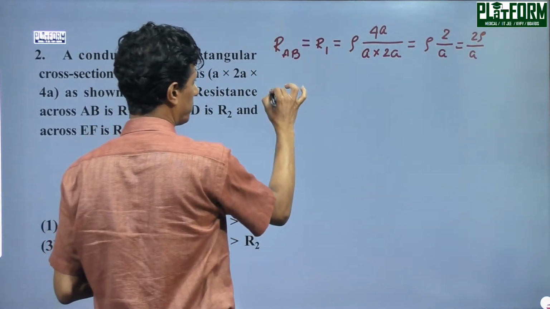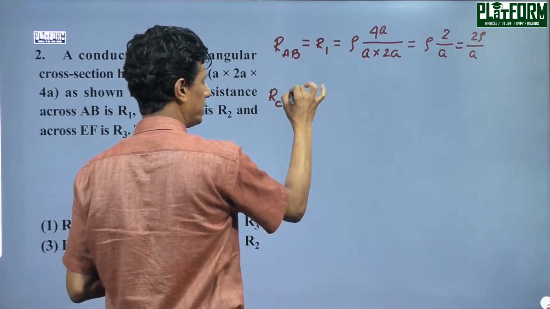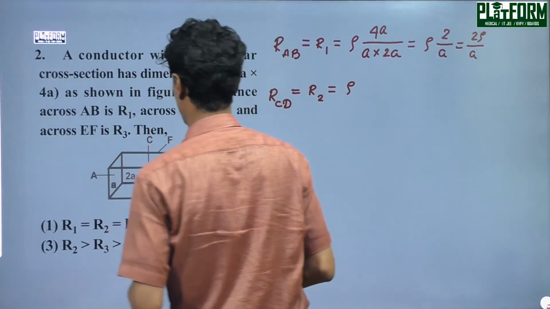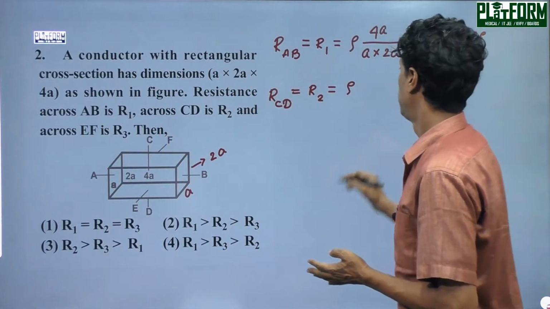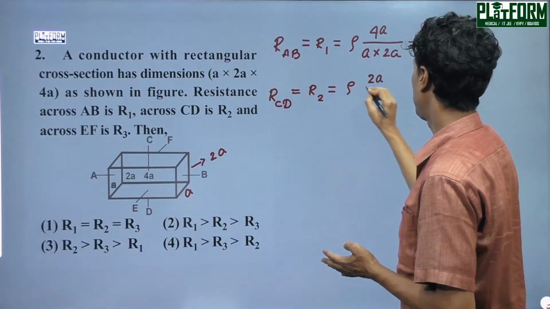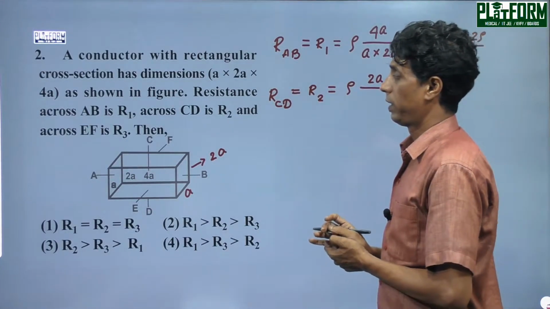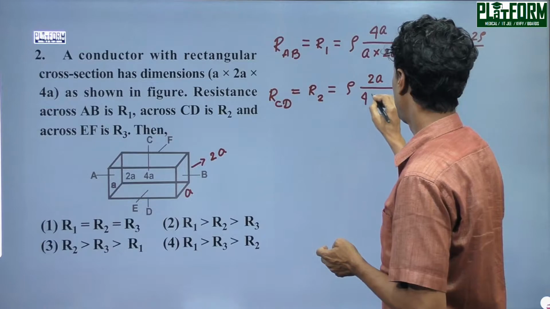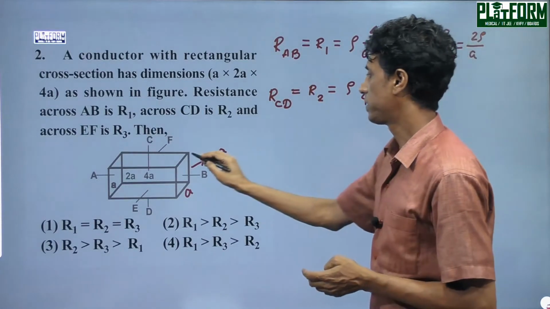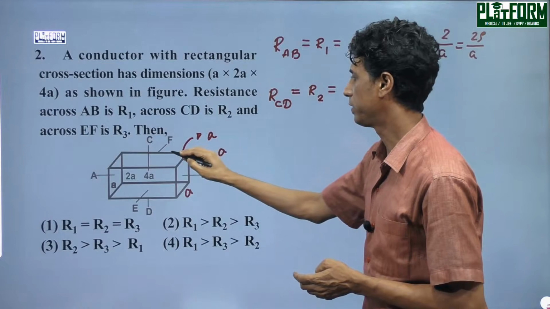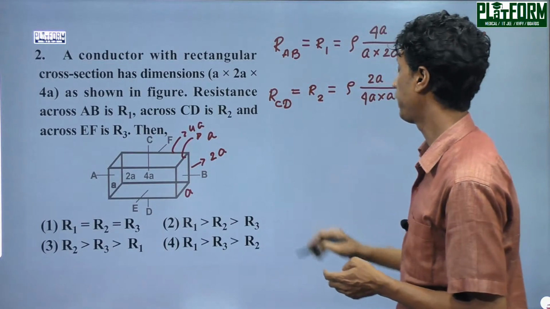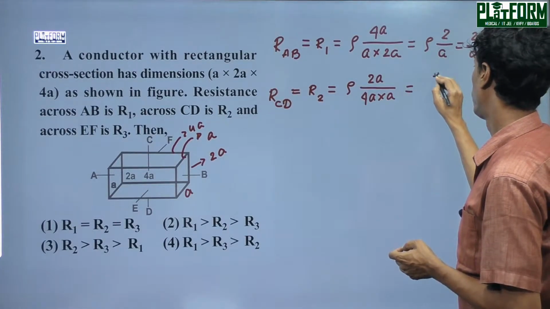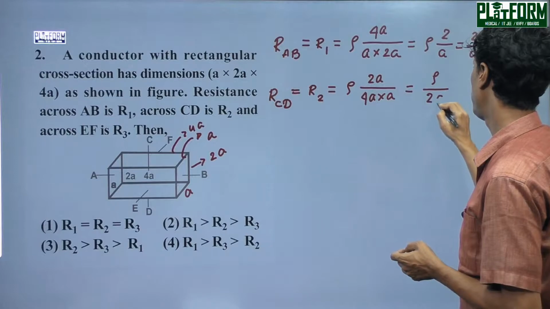Similarly, across CD, resistance equal to R2. It is rho, length 2A, by 4A into A. This side is A and this side is 4A. So the cross sectional area becomes 4A squared, and R2 is rho by 2A.